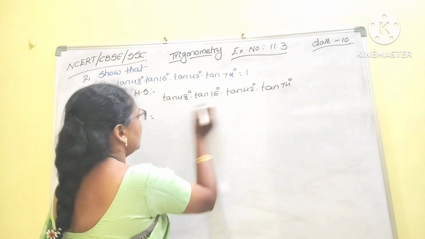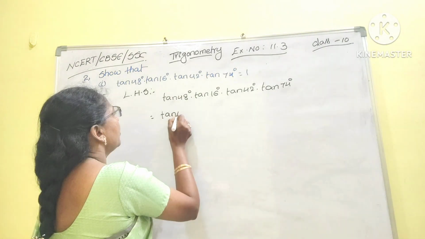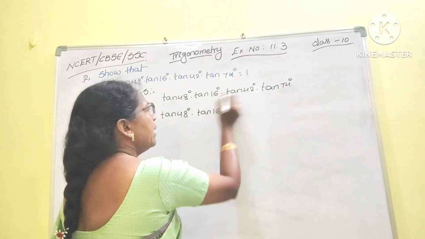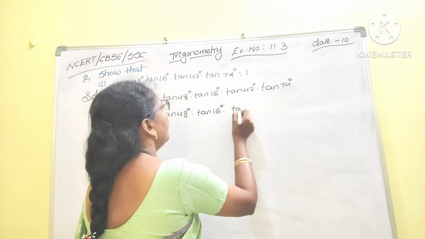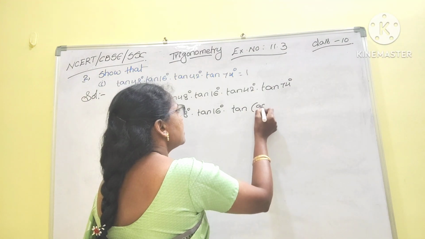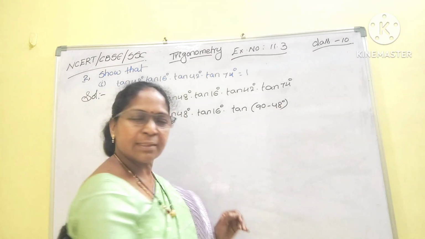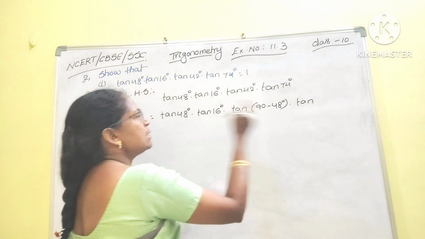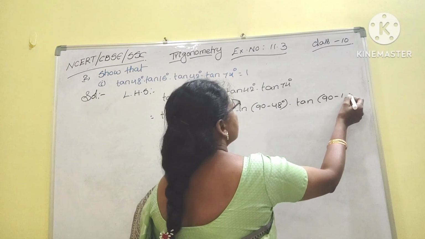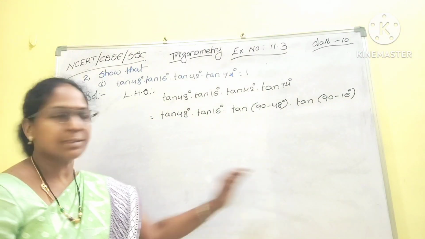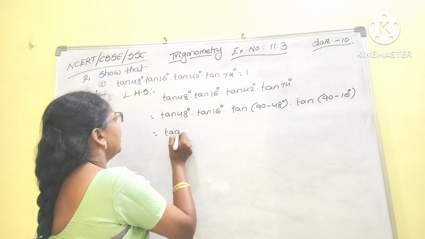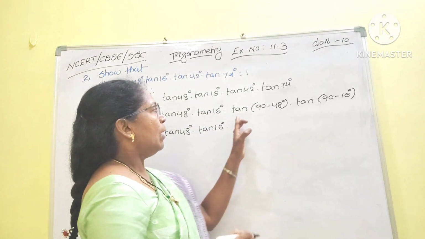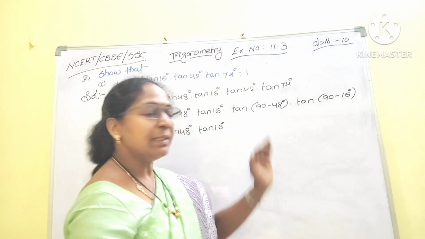So, the first 2 you have to write down as it is: tan 48 degrees into tan 16 degrees into, next 2 you have to change. So, tan 42 can be written as tan of 90 minus 48 degrees. Again, tan 74 can be written as tan of 90 minus 16 degrees. First you have to write like this. Now, tan 48 degrees into tan 16 degrees. Now, tan 90 minus theta. Now, apply the complementary angles.